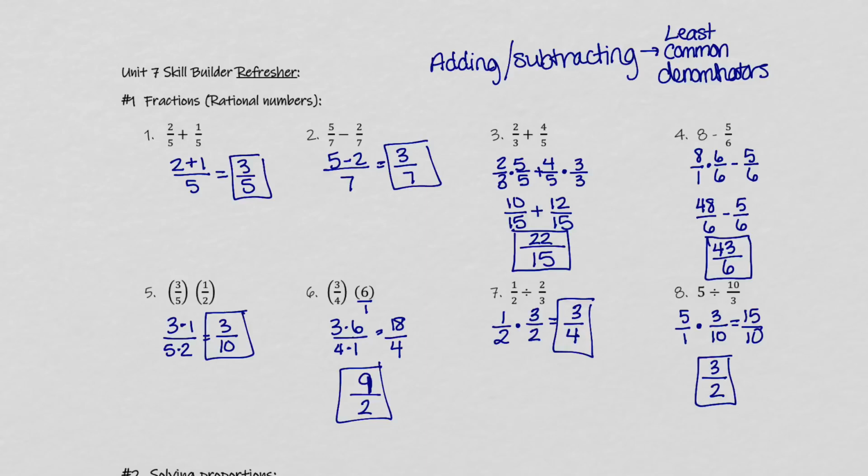So this is what we're doing on Skill Builder number 1. On all the practices, you can do them over and over until you get 100%. So if you miss 1 or 2, that's fine. Go back and try the practice again.